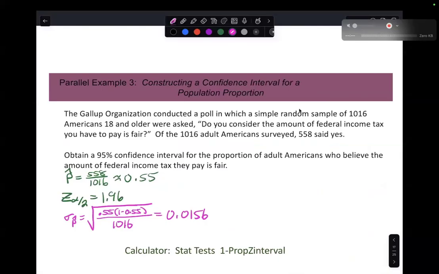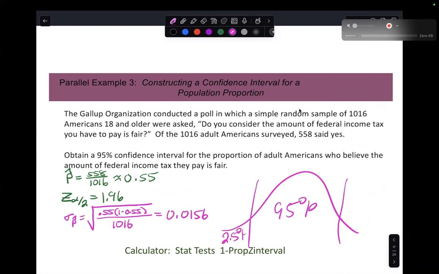I would use, so drawing this, the middle 95% is in here. So I have 2.5% left here and 2.5% left here. So this z-score is at the 97.5% mark. So I would do inverse norm 0.97501, and that would give me that z-score. Okay, thank you. You're welcome.